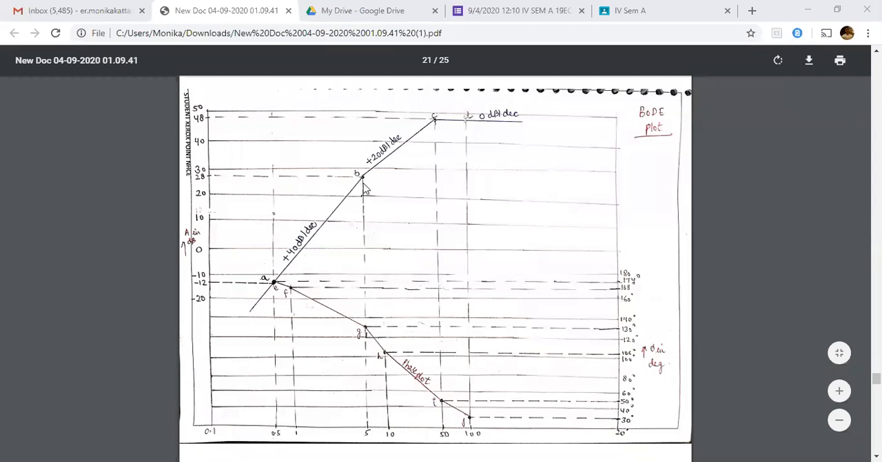Now the third point is at omega C2. Omega C2 is 50. At 50, you will draw a dotted line again. You will draw a dotted line at 48, and where these two lines intersect is your point C. Now the last, omega H, is at 100. At 100, you will draw a straight dotted line. The magnitude at 100 is 48 dB, so you will draw 48 dB again, and you will get a point D. So you have marked all 4 points, A, B, C, D.